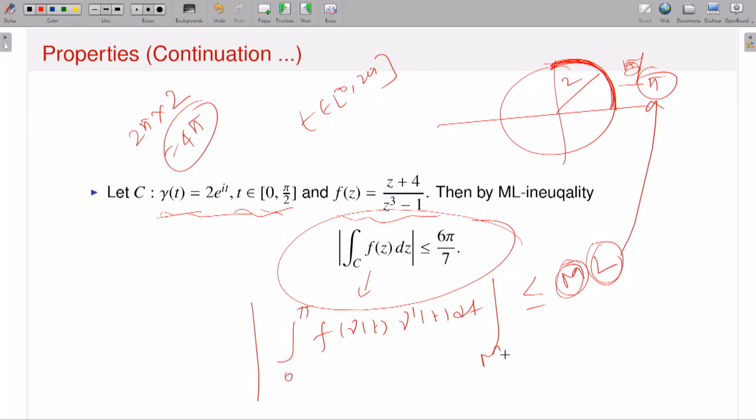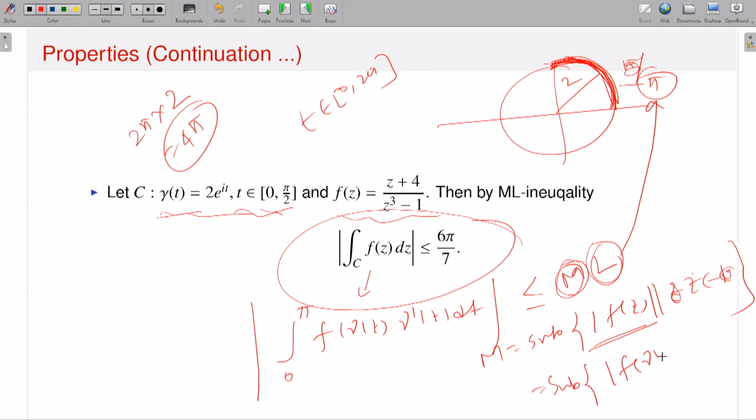What is my M? M is the supremum of |f(z)|, where z runs over only the first quadrant, so z running over this portion, part of the circle. But you can easily calculate it. So what is f(z)? This is also the supremum of |f(gamma(t))|, because the parameterization is given. And t runs from 0 to pi by 2. So I have to calculate this supremum. But f is given, so what is f(gamma(t))? Let us just calculate it.